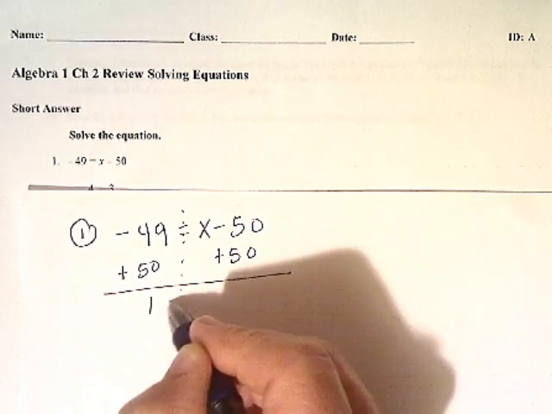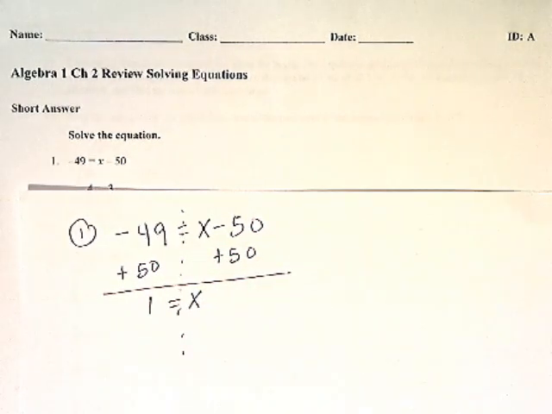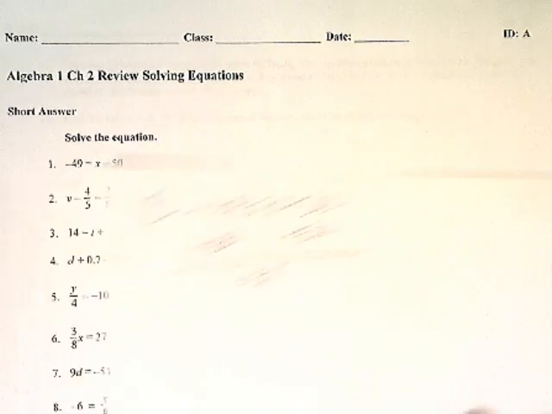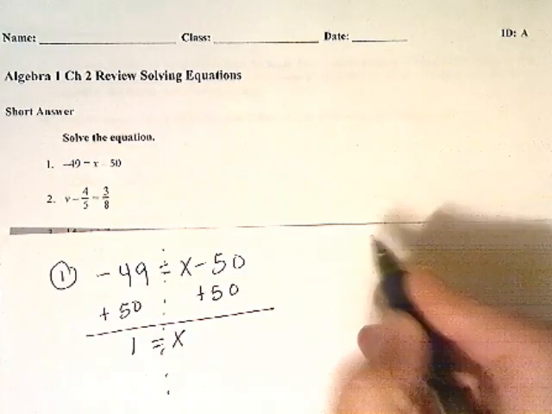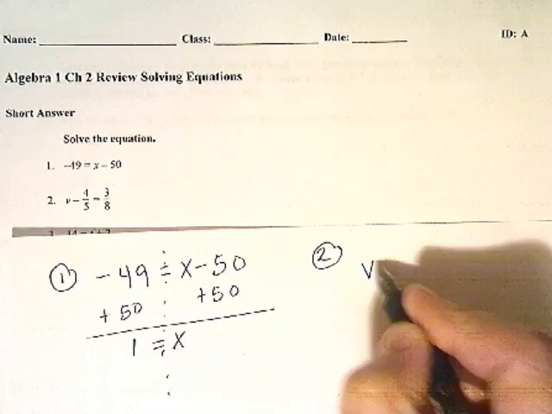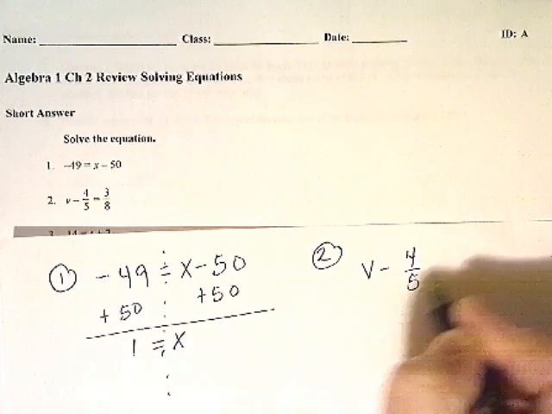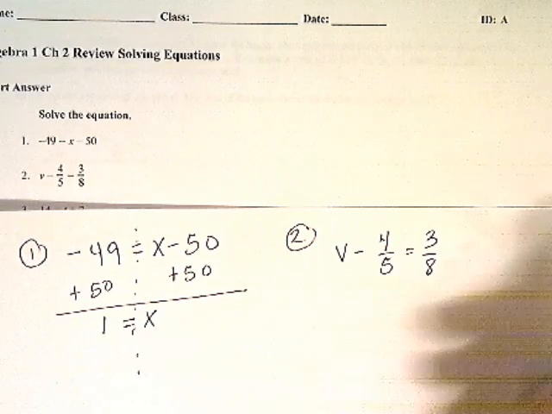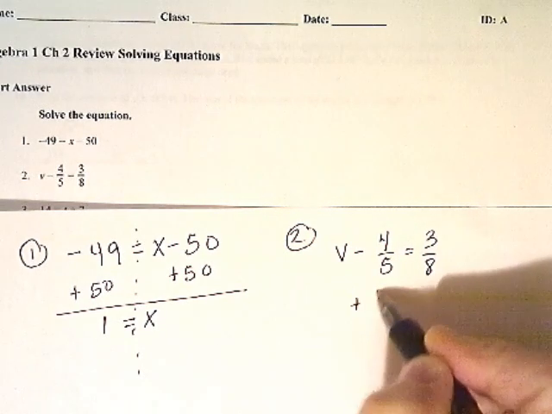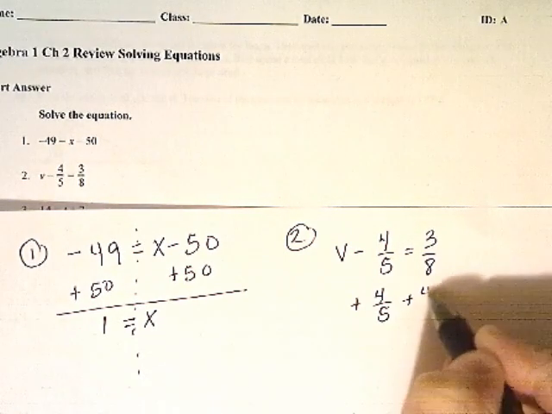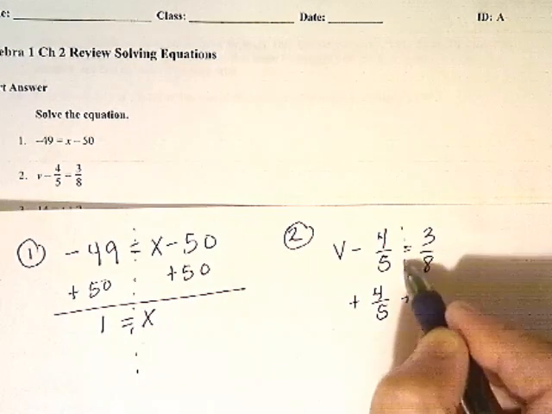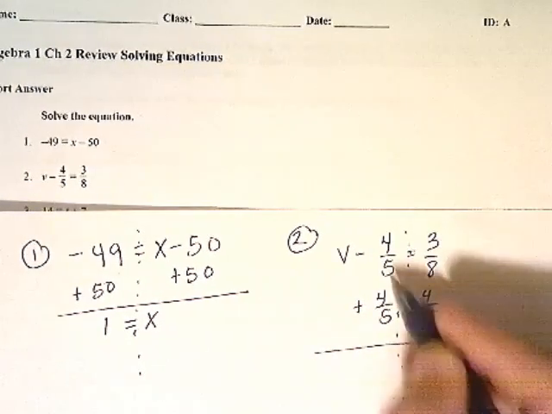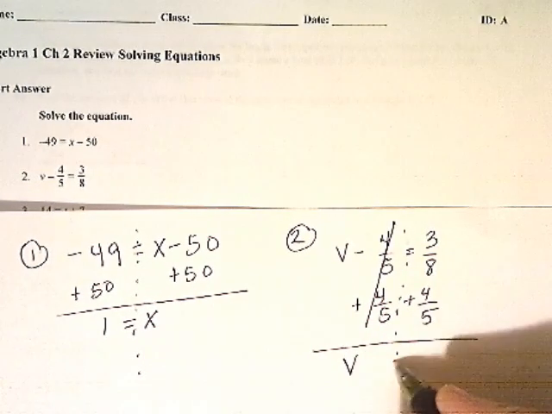This side will be 1. This side will be x. So my answer is x equals 1. Number 2 says v minus 4/5 equals 3/8. We need to isolate the variable. So we need to add 4/5 to each side. When we do that, that cancels, and v equals.